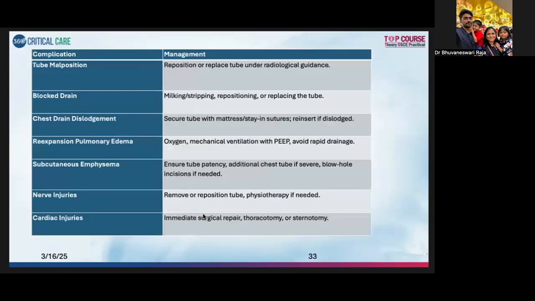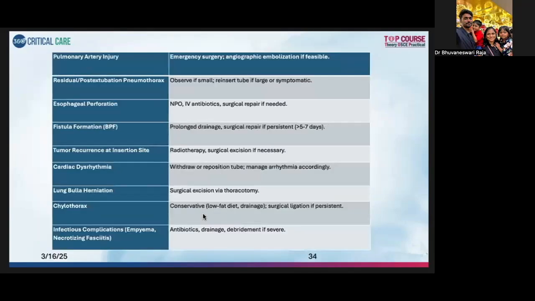What are the complications of the ICD? There could be tube malposition, then you have to reposition the tube. There could be a blocked tube, where you can try milking or replacing the tube. There could be re-expansion pulmonary edema, where you may have to support the patient with oxygen and mechanical ventilation. There could be subcutaneous emphysema, where you may have to connect it to negative suction or use a 3-chamber. There could be nerve injuries and cardiac injuries, which should be repaired surgically. And there could be pulmonary artery injury. Emergency surgery is warranted if that happens.